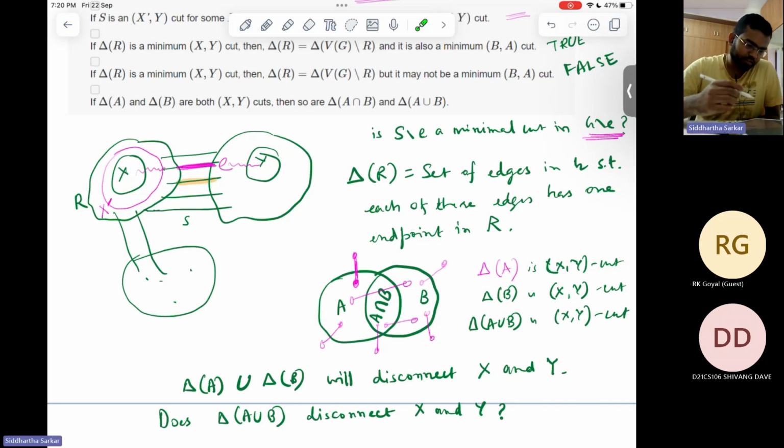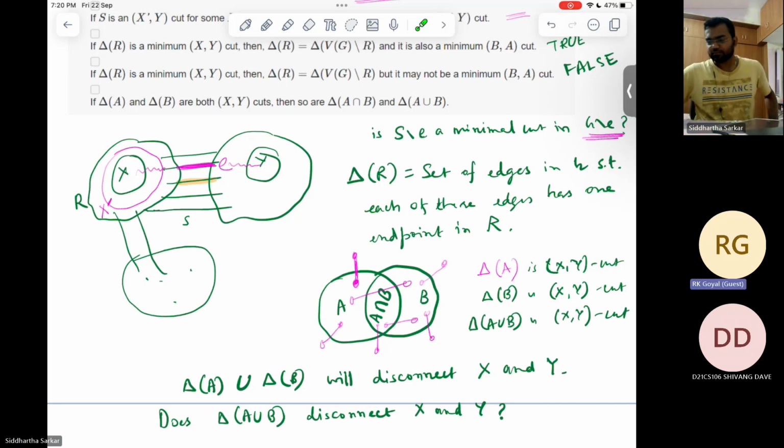So, before the break, we were discussing that although delta A is a cut for x comma y, and delta B is a cut for x comma y, delta of A union B may not include all the cut edges of delta A union delta B. So, is it still possible that delta of A union B disconnects x and y? What do you think?